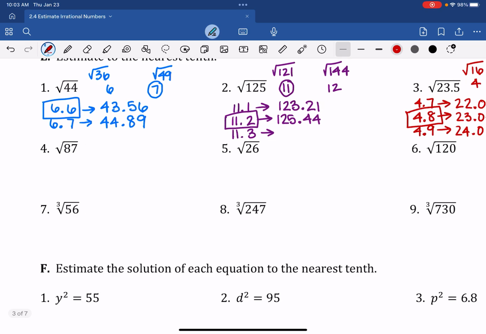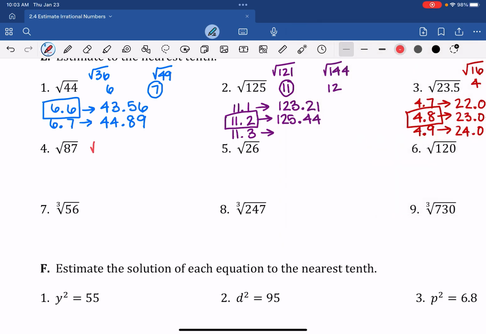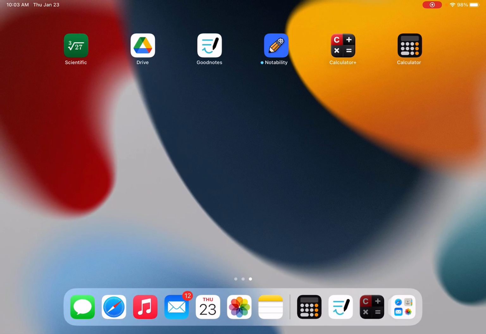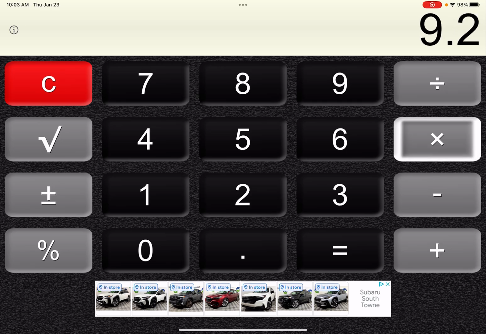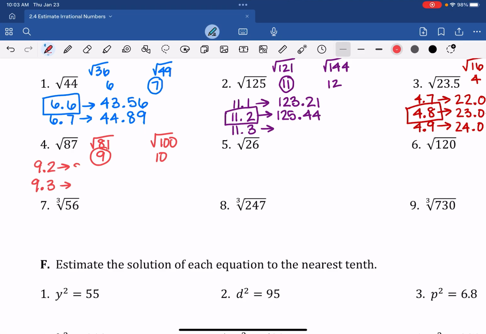Okay, let's do number 4, the square root of 87. So that square root is in between, let's see, 81 and 100. So my decimal is going to be between 9 and 10. It's going to be closer to 9 though. So I'm going to try 9.2 and 9.3. So on my calculator, 9.2 times 9.2, 84.64. That's pretty low, but let's see what 9.3 is.